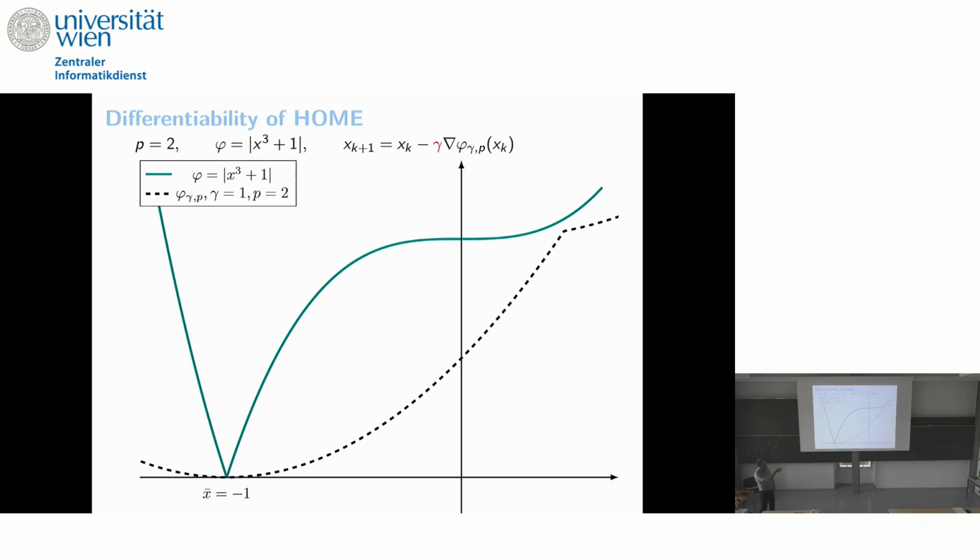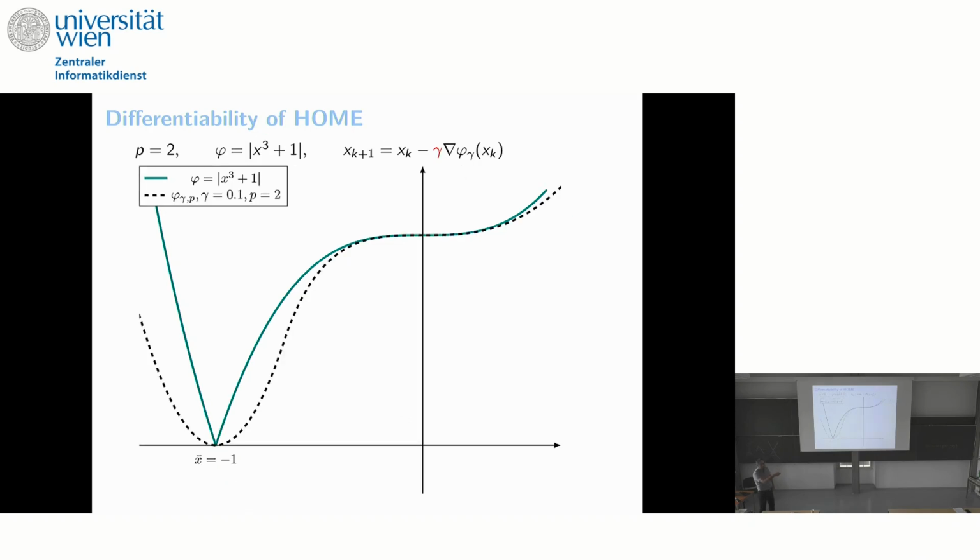Therefore, it means that if I want to make this function smooth, I need to use a smaller gamma. A smaller gamma, we know in optimization, means my gradient type methodology is slower. Therefore, I need to go from 1 to 0.1 to make sure this is a smooth approximation. But let's see what we do if we consider P equal to 3 in our construction.